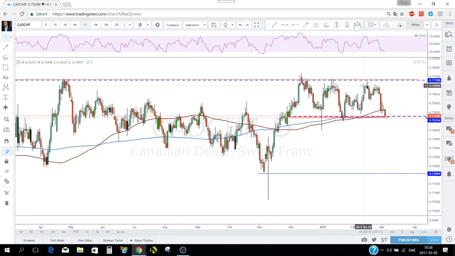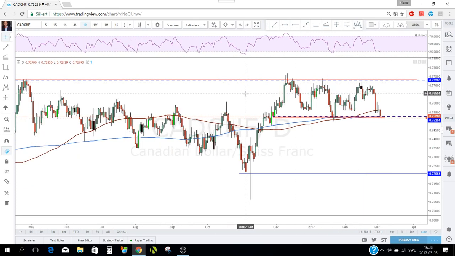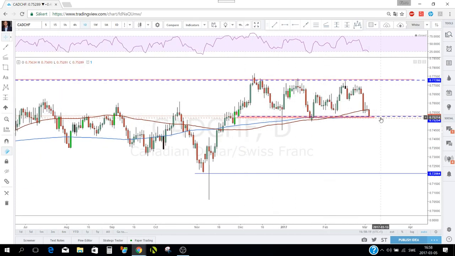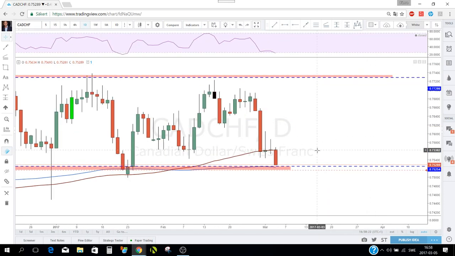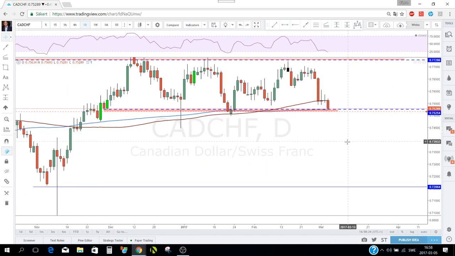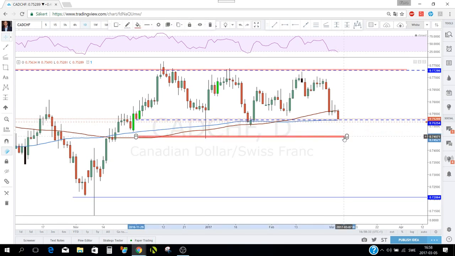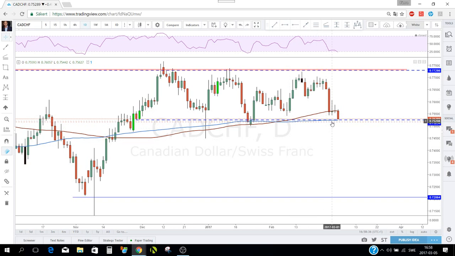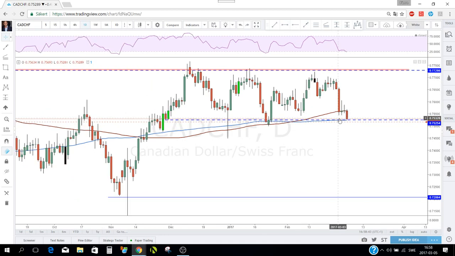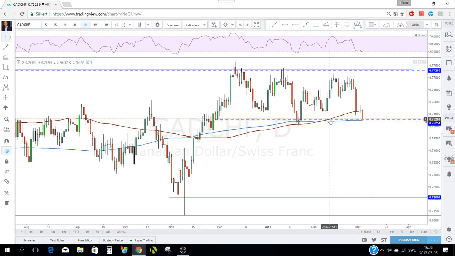CAD Swiss. The price is sitting on a very good level for the moment. Let me make this a little more clear. As you see here, price is exactly on this support level, and we also have the 200 moving average coming at the same level. So where price is right now is where I'm interested.